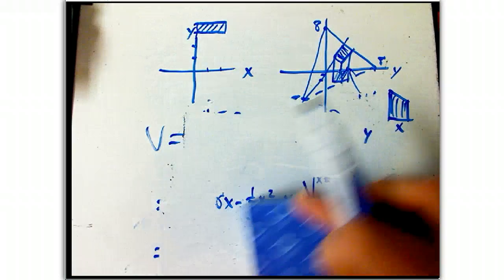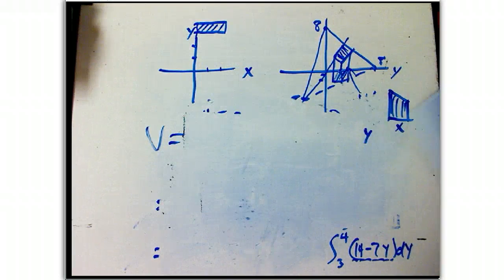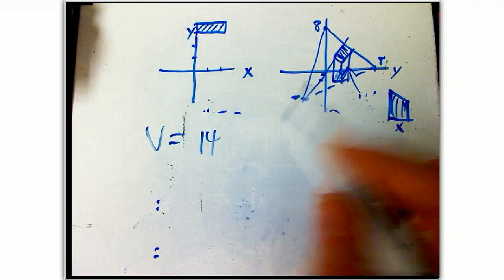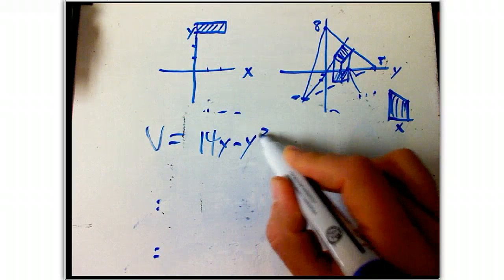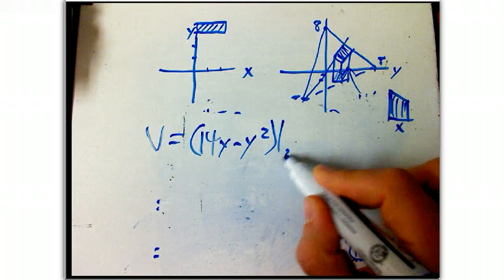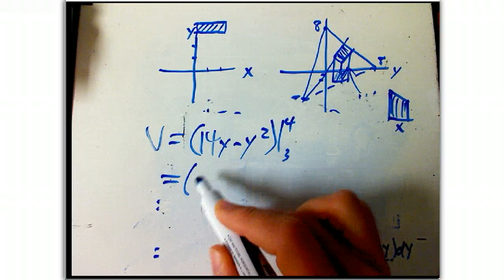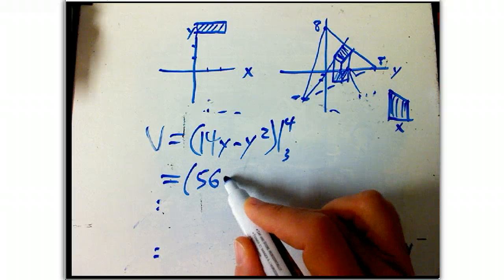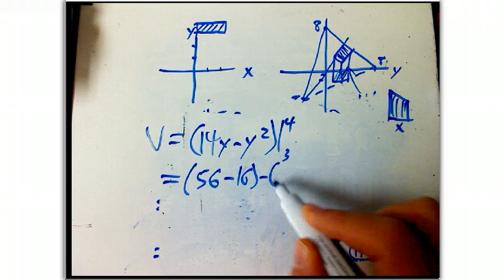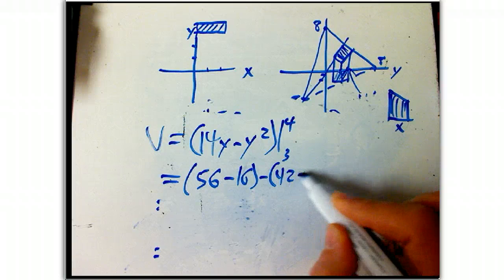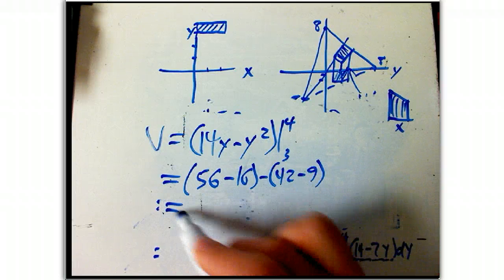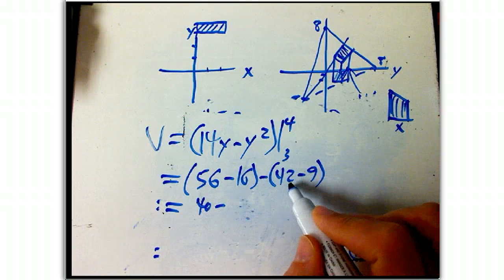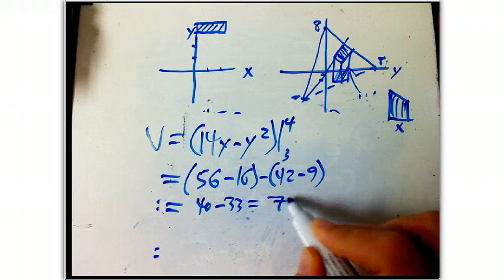And let's finish that up. Try not to erase that. Okay. And so that's going to be 14y minus y squared from 3 to 4, which is going to be 14 times 4 is 56 minus 16, minus 42 minus 9. And that's 40 minus 33. The whole thing is 7.